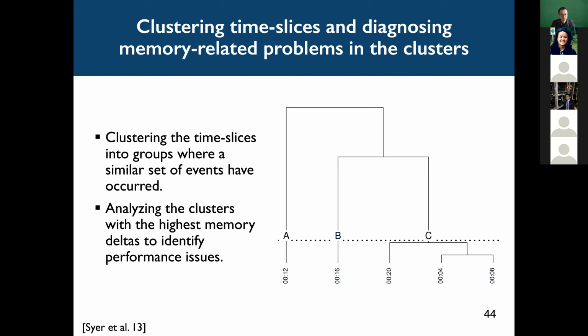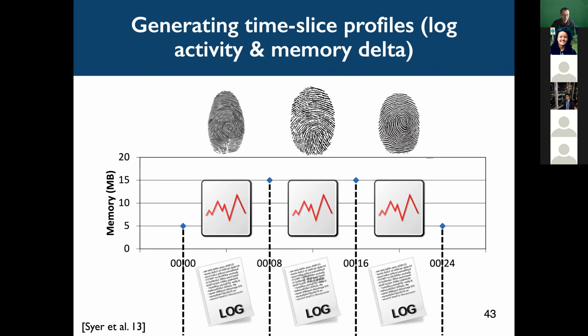Then we want to analyze the data. There are so many time slices. So which time slice should I focus on first? In order to reduce the manual effort, we cluster the time slices into groups where a similar set of events have occurred, right? We have so many time slices, and we cluster them into a smaller number of groups. Within each group, the activities are similar.